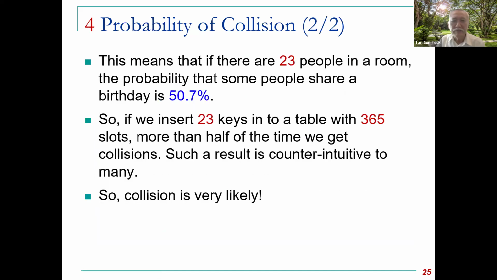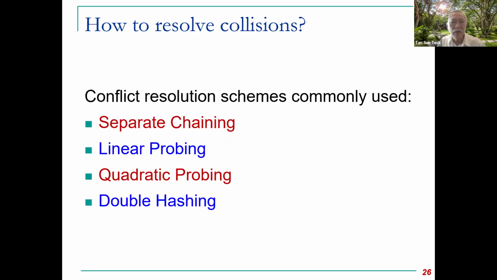Right. So this means that if there are 23 people in a room, the probability that some people share a birthday is actually 50.7%. So if we want to insert 23 keys into a table of 365, more than half of the time we are going to get a collision. Right. So this is actually quite counterintuitive to many, but this is true. Okay. And so the collision is very likely most of the time. So we want to resolve this collision.